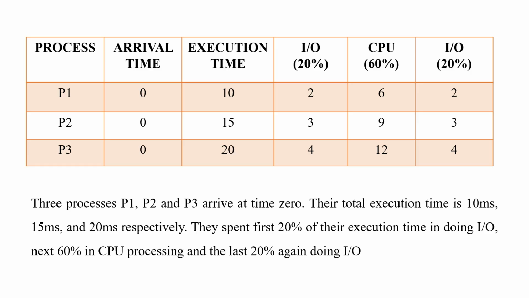calculated the 60% of the execution time, which is utilized by the CPU. And the next 20%, that means again 2, 3, 4. The last 2 milliseconds will be spent doing IO operation by process P1. Like that, P2 is taking 3 milliseconds and P3 is taking 4 milliseconds respectively. So we are just converting the paragraph into a table.